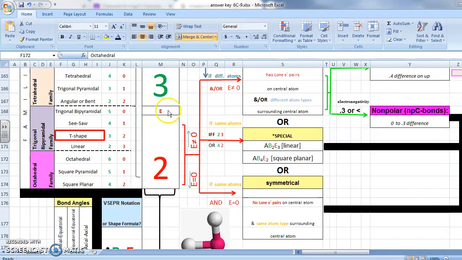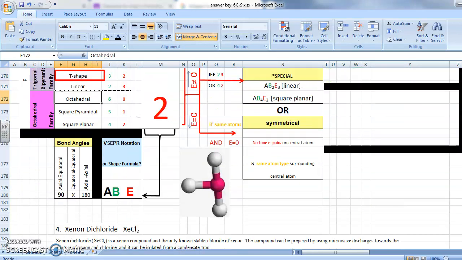The 3,2 is what we would call T-shaped. There it is. 3 for the B, 2 for the E. Now we can come down and add our shape formula in. Here's what the T-shaped molecule looks like.